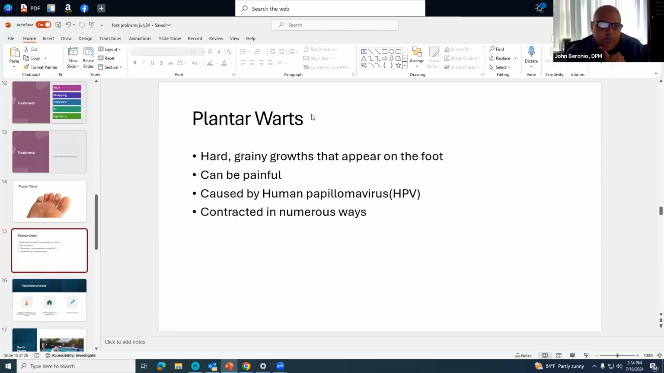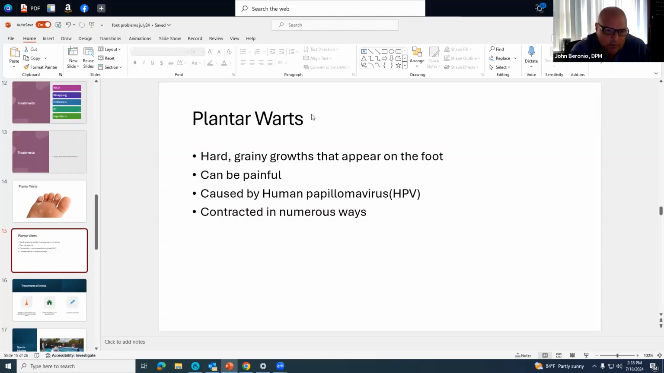So I said, these warts are hard, grainy growths that appear on the foot. Depending on where they are, it can be painful. And like I said, it is like walking on a rock. They're caused by the human papillomavirus. You can contract them in many different ways, but usually it's when you're walking somewhere barefoot, somewhere in public, like a gym, a locker room in the gym, the pool, at your local Y.